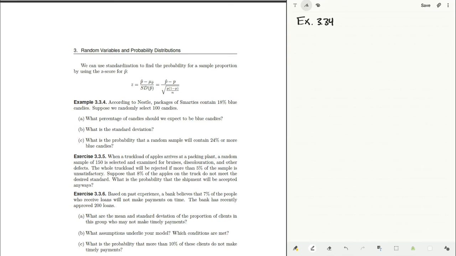So first, let's look at the assumptions and conditions for using a normal model for the sampling distribution. The first is the independence assumption. So here the colors of the candies should be independent of one another.